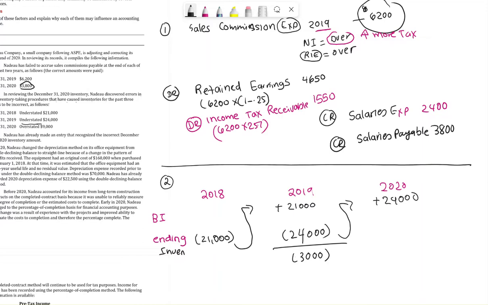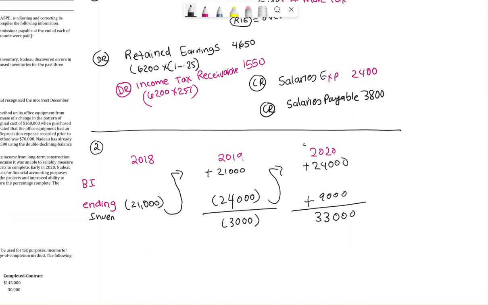In this case the ending inventory was over. Maybe we took out too much. If we took out too much, we needed to add back the 9,000. If we had to add back the 9,000, the adjustment to our cost of goods sold, in other words, this is the adjustment. What is the adjustment? It's an adjustment to my cost of goods sold.